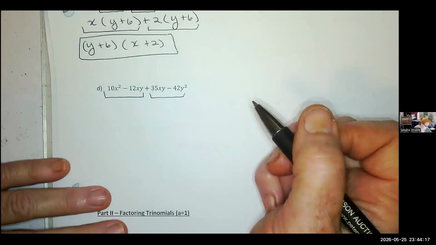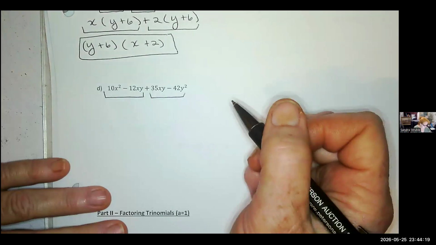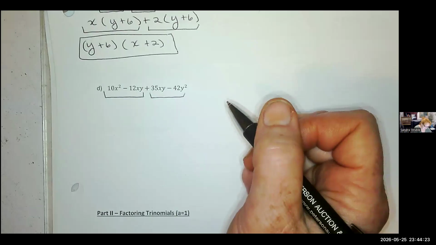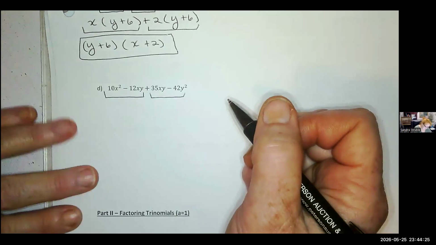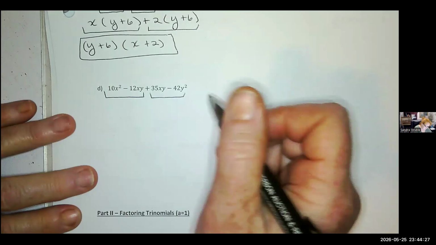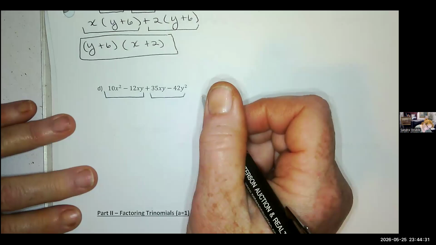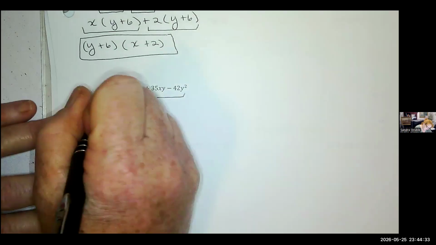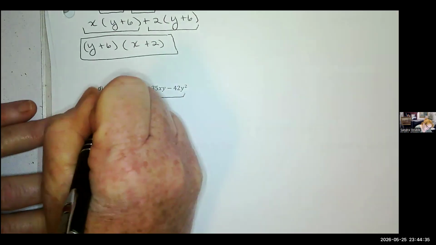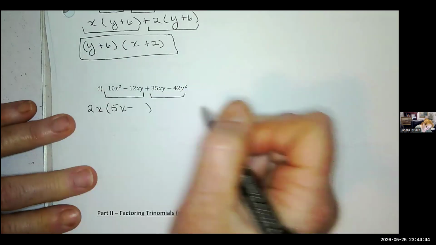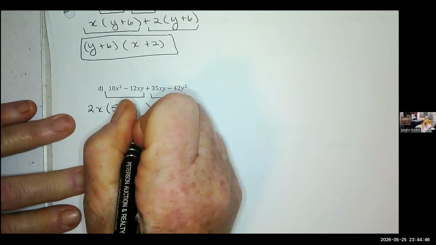Okay, so for 10x squared minus 12xy, well, there's definitely an x in there that I can factor out, but they're both even, so I can factor a 2 as well. 2 times 5 is 10. We've got 1x, I need one more, minus 2 times 6 is 12. We've got an x, we need a y.